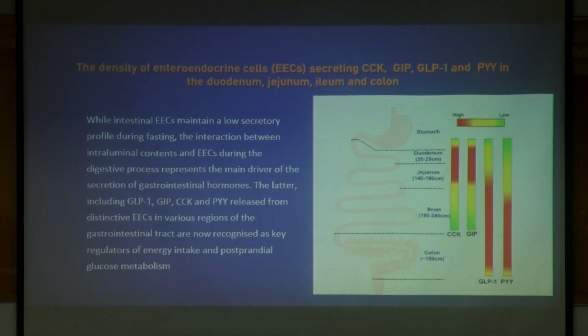And this shows how the various densities of the endocrine cells secreting cholecystokinin, GLP-1 and others maintain a low secretory profile during fasting. The interaction between the intraluminal contents and the enteroendocrine cells during the digestive process represents the main driver of the secretion of the gut hormones. These hormones, when released from the enteroendocrine cells in various regions, are recognized as key regulators of energy intake and also postprandial glucose metabolism.